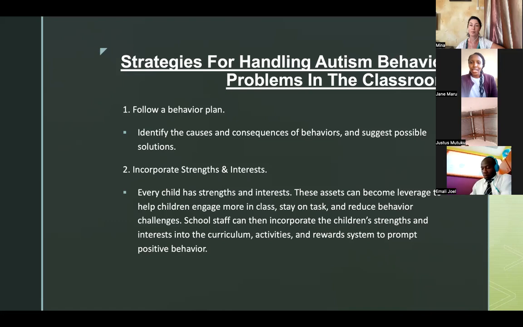So school staff can then incorporate the children's strength and interest into the curriculum, activities, and reward system to prompt positive behavior. Whenever you do something good, immediately you had to just say you have done well or reward what he has done. And every time he would do that, he would always come and say, "Teacher, I have done this. See, I have done." So he wants to keep doing that to be praised, and that is a good thing. Next slide, please.